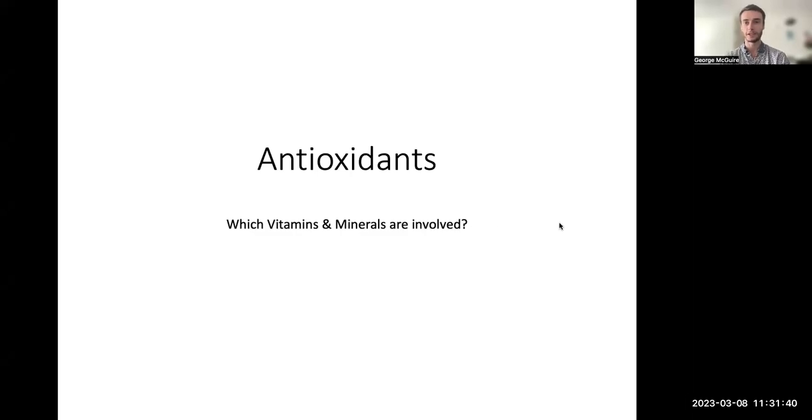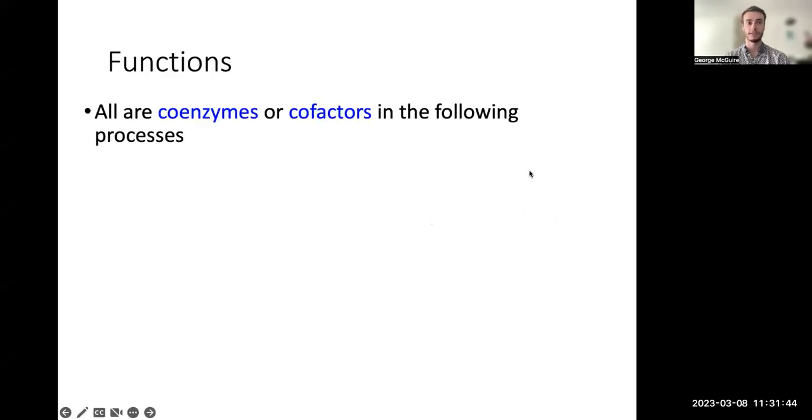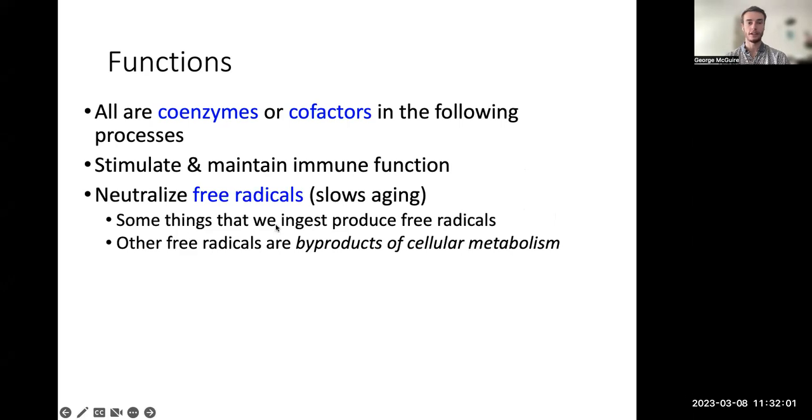Okay, so moving on to micronutrients' role as antioxidants. These micronutrients are showing up as coenzymes and cofactors, either activating or acting as a prosthetic in various different processes. So we'll talk about their role in some of our immune function, and then with a main focus on their ability to neutralize these free radicals. So acting as antioxidants is neutralizing free radicals.